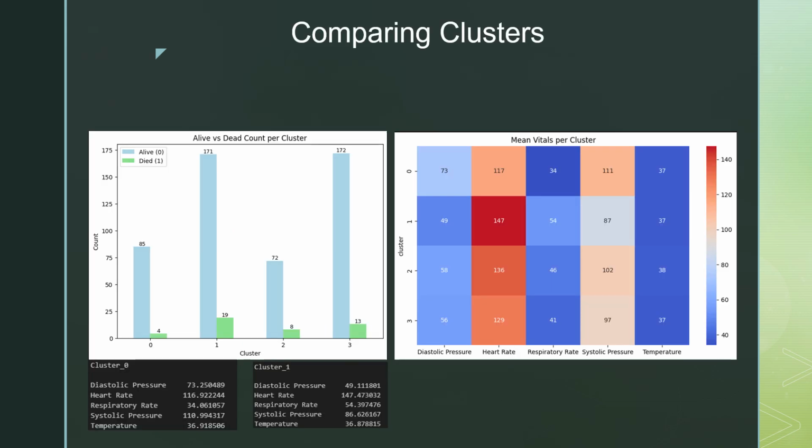Here you can see a bar chart, alive versus deceased per cluster, and a heat map showing the mean vital signs per cluster in this slide. This bar chart compares survival outcomes across clusters, highlighting which patient groups have high mortality risk. The heat map on the other side shows how key vital signs differ by cluster. It helps to identify the physiological patterns linked to high mortality risk.